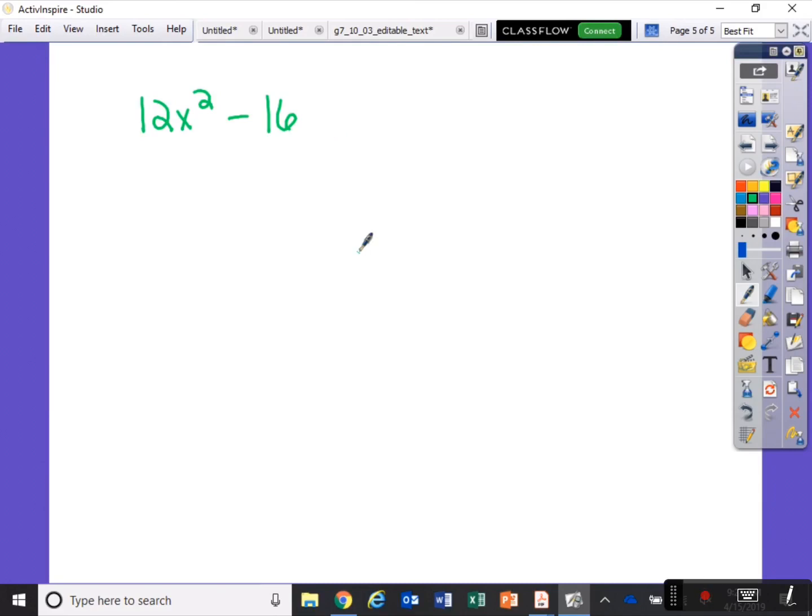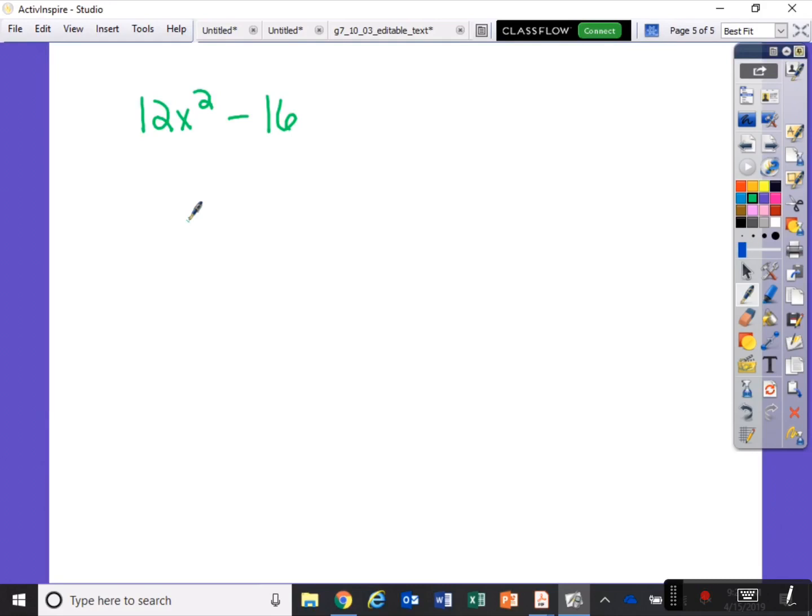In order for it to be a sum times a difference, a difference of two squares, it has to be two squares. Is 12 a perfect square? No. Is there a number you can multiply times itself to give you 12? Six times 6 is 36, not 12. 12 is not a perfect square. 16 is, but 12 is not. Therefore, this is not a difference of two squares.